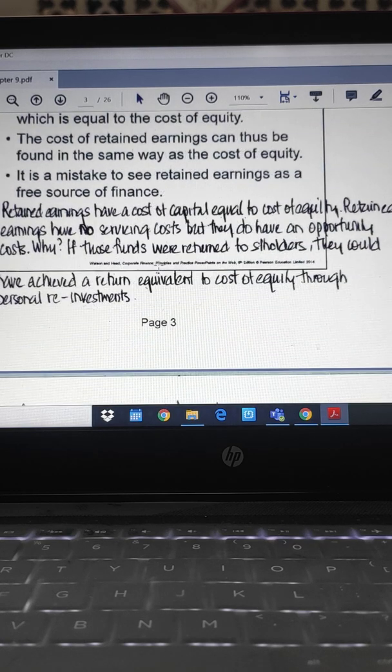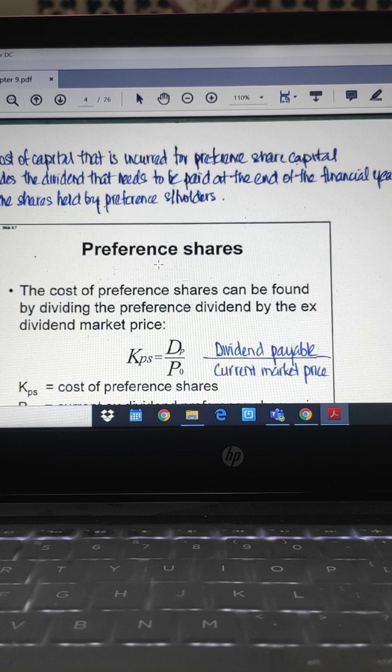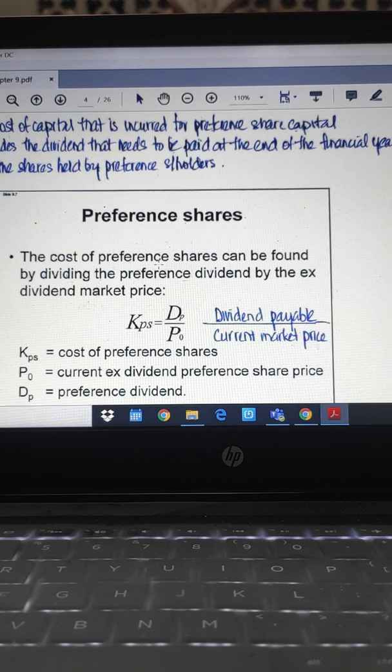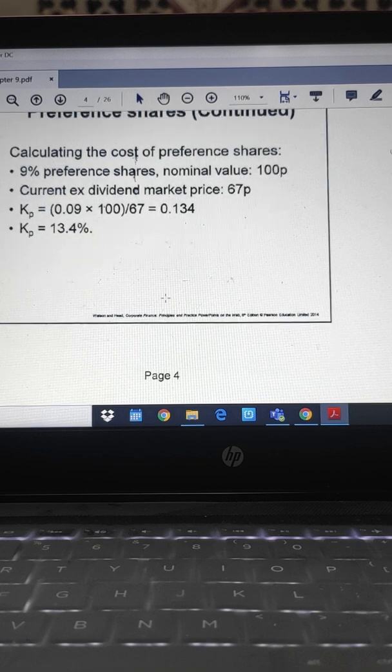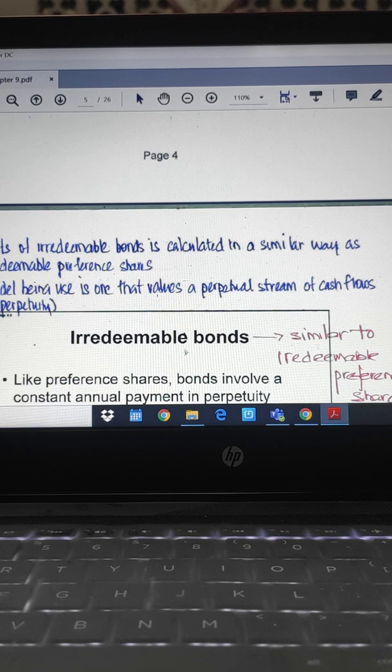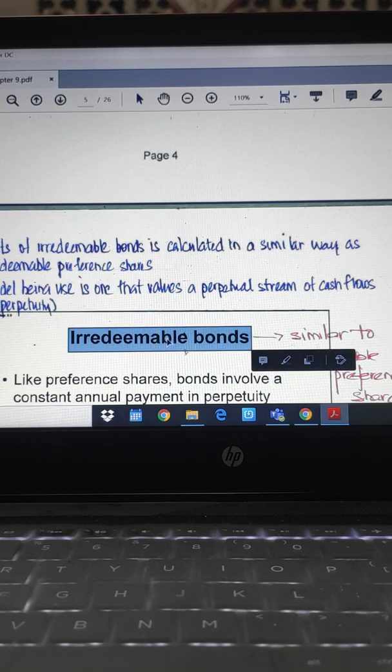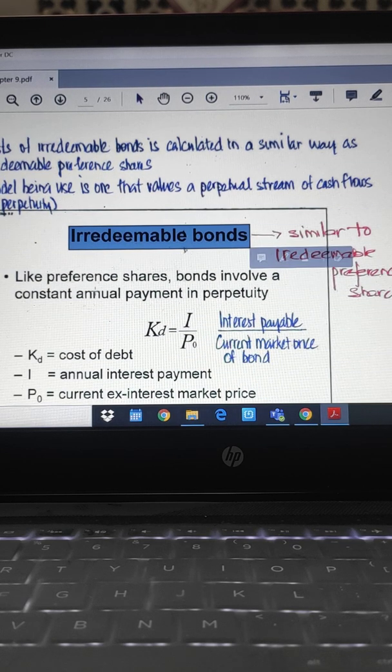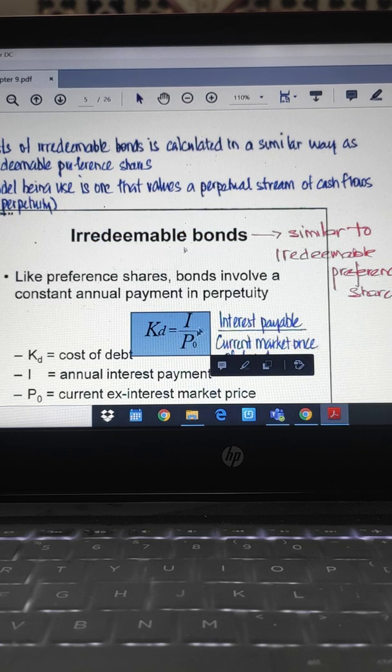The next equity finance that we are going to cover will be preference shares, and we are now going to calculate the cost of preference shares using this formula. After which we turn our attention to debt finance. We first start by calculating the cost of irredeemable bonds, bonds that are not redeemable by the organization. We then apply this formula to calculate the cost of irredeemable bonds.